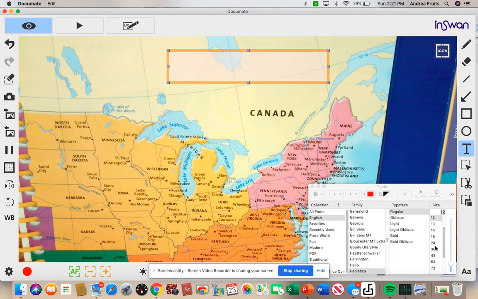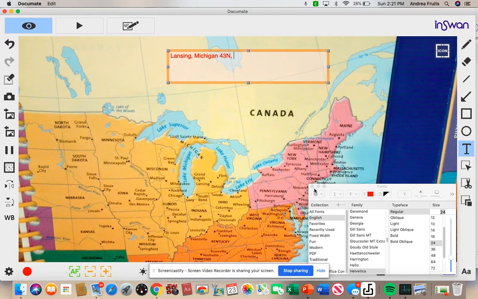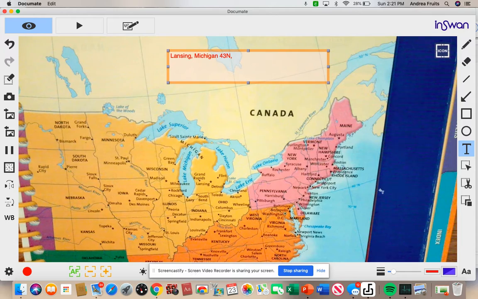Here we go. Let's make it 24. Let's say Lansing, Michigan is at 43 degrees north, and I don't really have the degrees symbol, so I'm not writing that in there. It's 43 degrees north, and then I need to know how many degrees east or west it is.